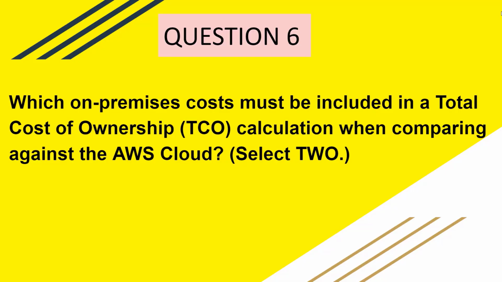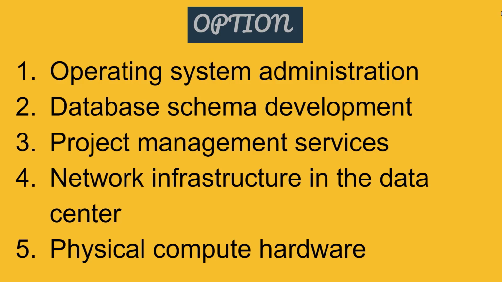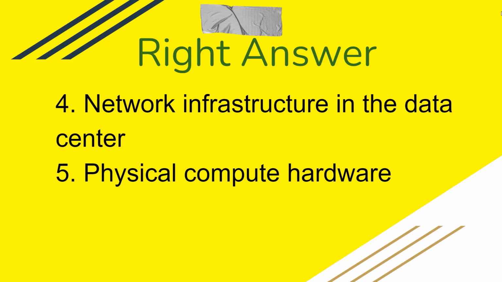Question 6. Which on-premises cost must be included in a total cost of ownership, TCO, calculation when comparing against the AWS cloud? Select 2. Option 1. Operating System Administration. 2. Database Schema Development. 3. Project Management Services. 4. Network Infrastructure in the Data Center. 5. Physical Compute Hardware. Right answer is 4. Network Infrastructure in the Data Center.